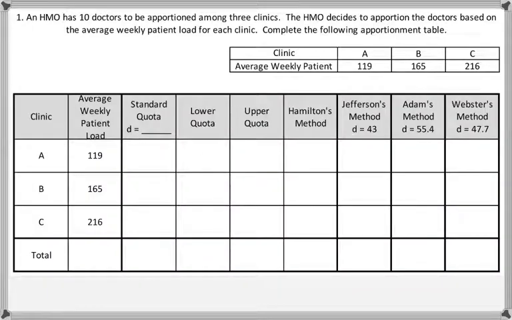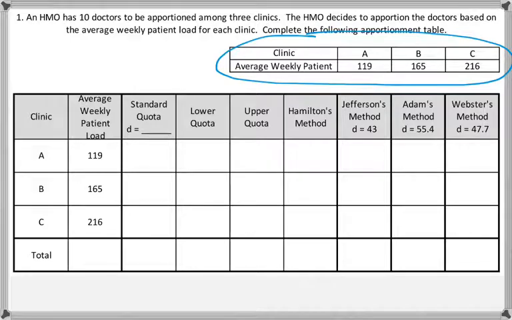Number 1 says an HMO has 10 doctors to be apportioned among 3 clinics. The HMO decides to apportion the doctors based on the average weekly patient load for each clinic. Complete the following apportionment table. So we have 3 clinics and they have listed the average weekly patient load, which is also in this column. The first thing I need to do is add these up. So 119 plus 165 plus 216 is 500.